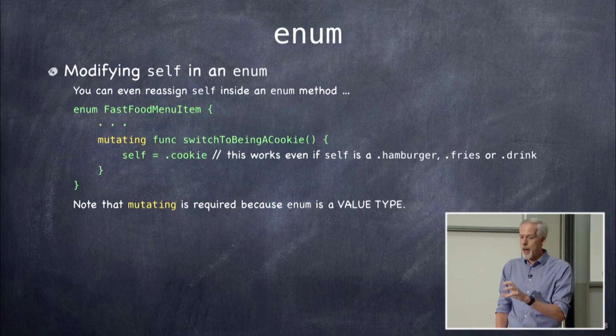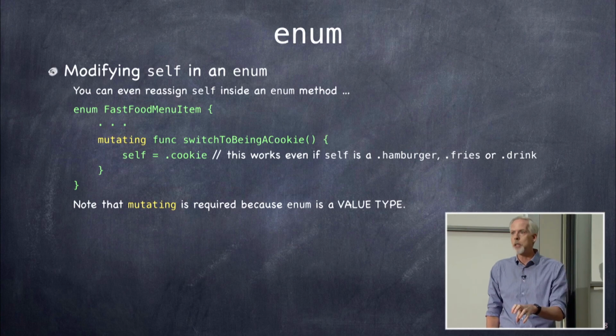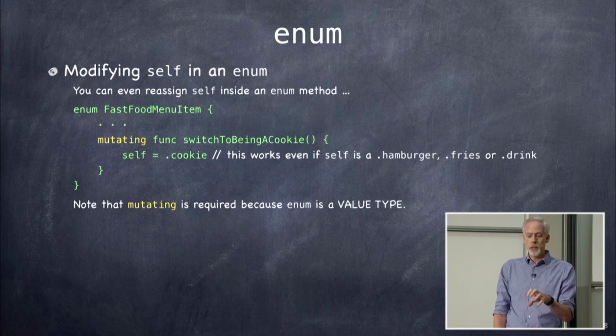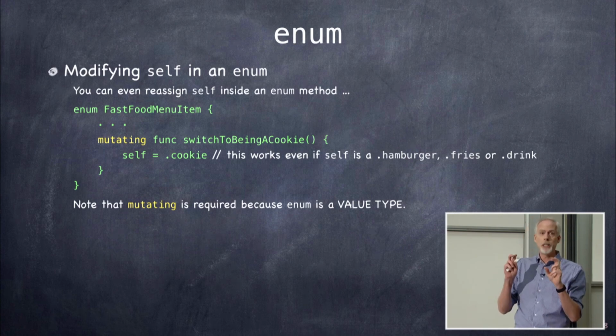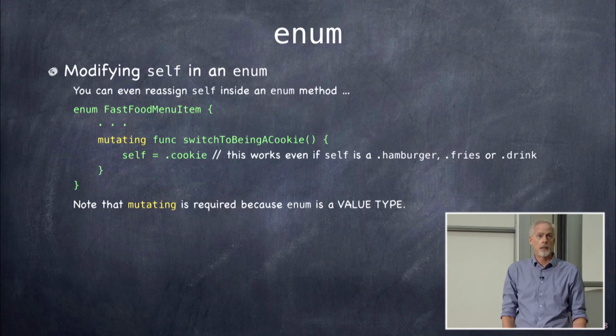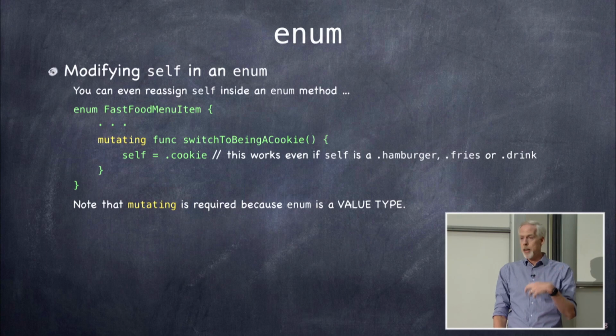Well, if it's going to do that, it needs to know which funcs might write. So that's what mutating means. It means this func might write. It might change this. Okay? You have to do exactly the same thing in a struct. If you have a func in a struct and it modifies any internal state of the struct, it has to be marked mutating so that Swift knows to copy on write.